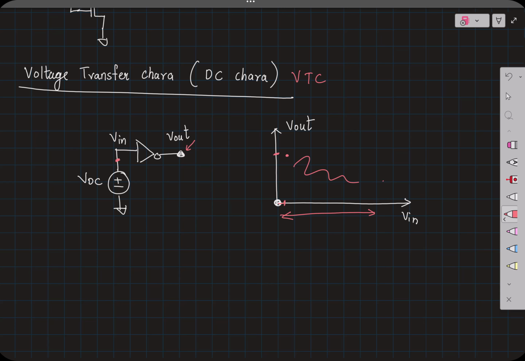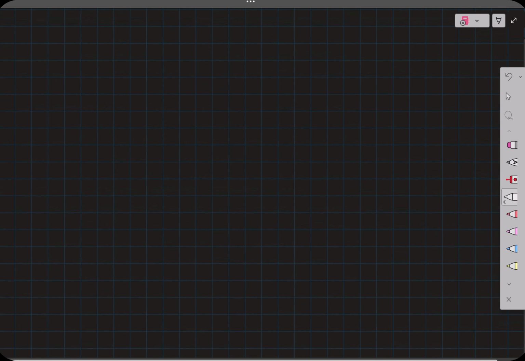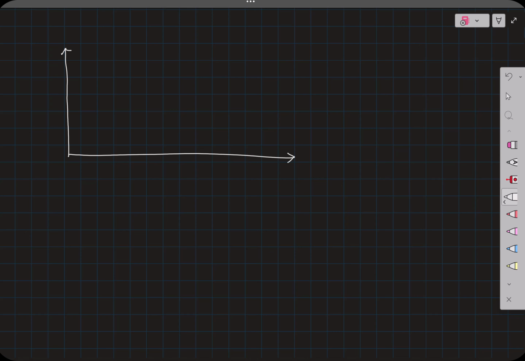Okay. Now, before we get into the actual VTC of the CMOS inverter, I'm going to show you certain VTCs, and you can tell me if that VTC looks okay to you. Let's say I have taken a random inverter, and the VTC for that looks like this. Input is on the x-axis, output on the y-axis, and the characteristic looks like this. Say this is 1 volt, this is 2 volt.